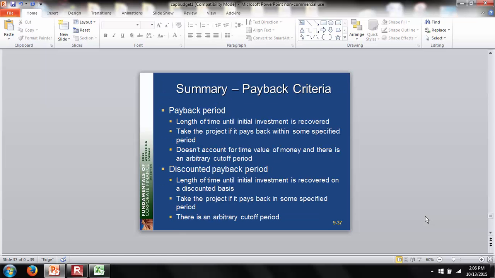The payback is the length of time until the initial investment is recovered. Take the project if it pays back within some specified time period. While for the discounted payback, you want to look at the present value of the cash flows, and then you want to see how much time it takes.